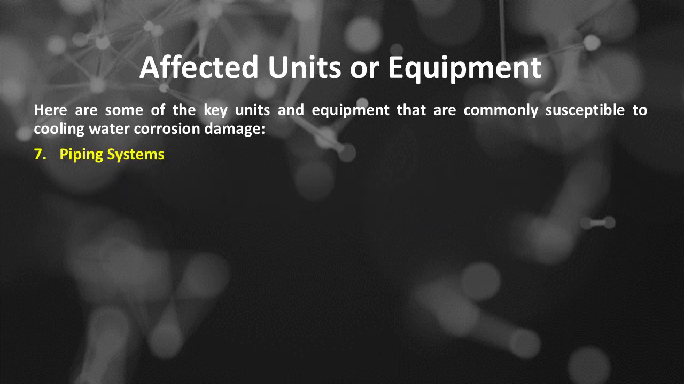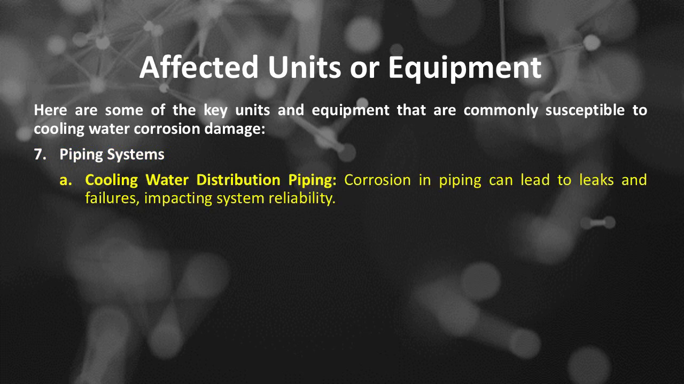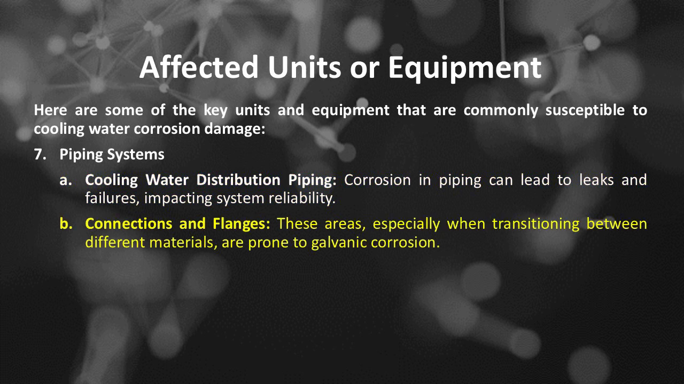Number 7 of equipment that are commonly susceptible to cooling water corrosion damage is piping systems. Number A of piping systems is cooling water distribution piping. Corrosion in piping can lead to leaks and failures, impacting system reliability. Number B of piping systems is connections and flanges. These areas, especially when transitioning between different materials, are prone to galvanic corrosion.